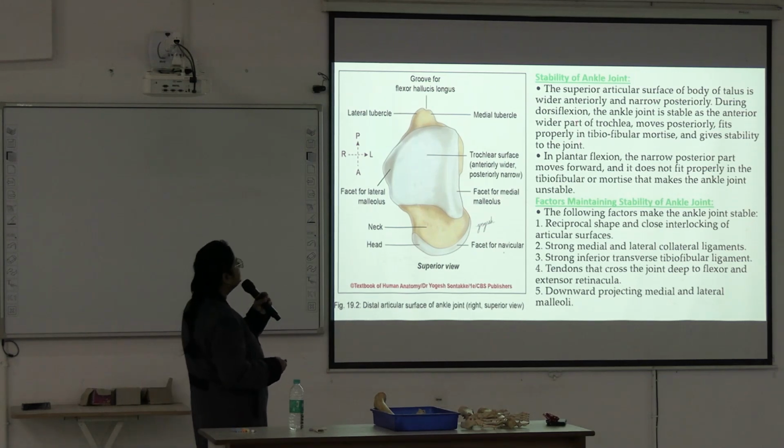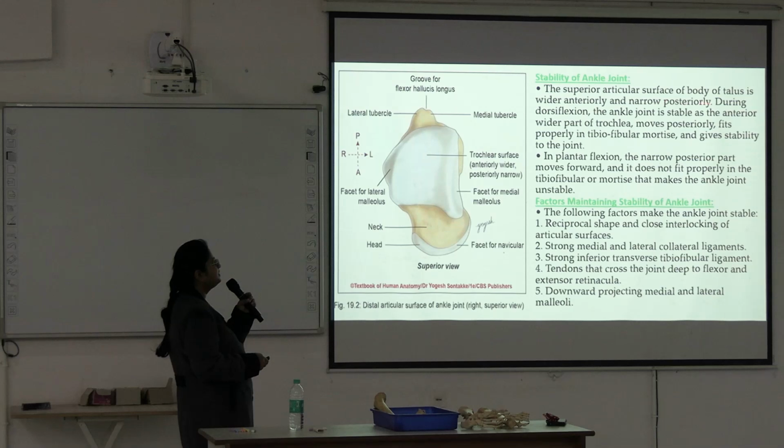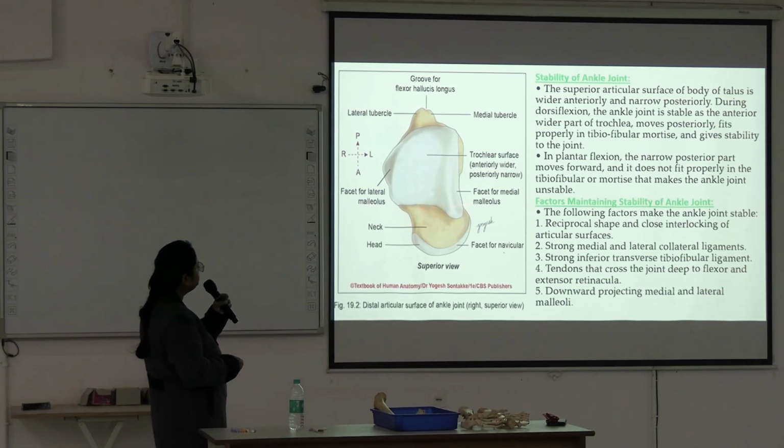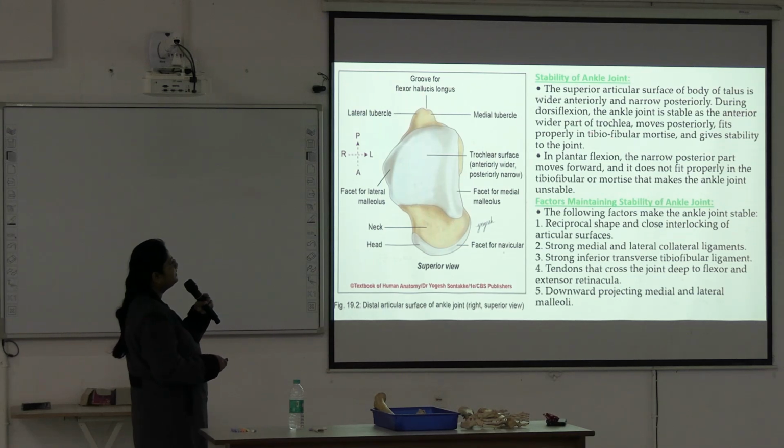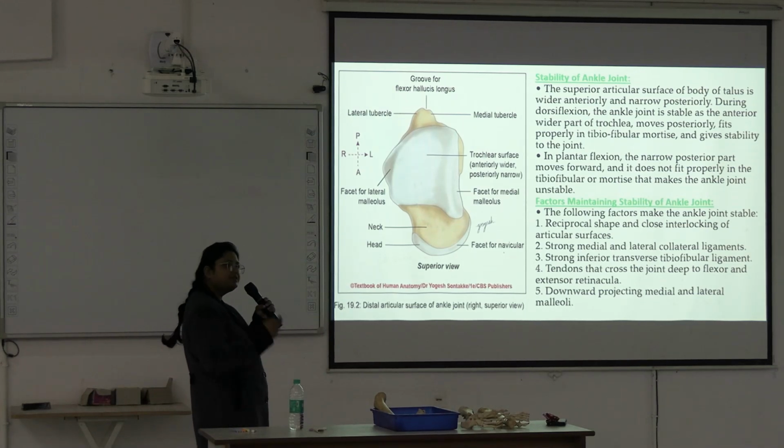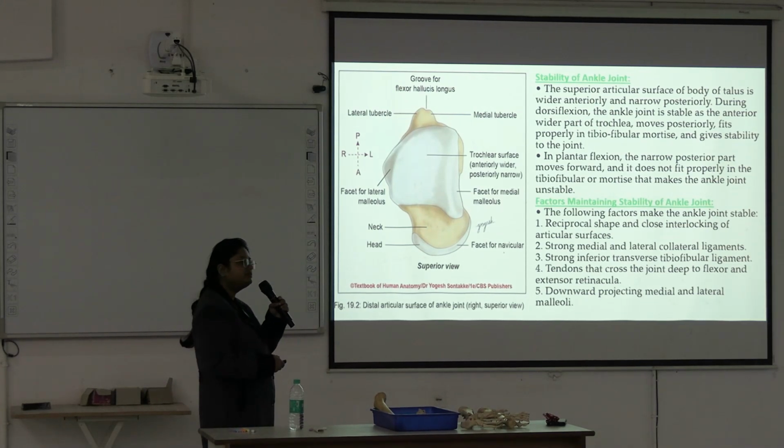What is the stability of the ankle joint? The superior articular surface of the body of talus is wider anteriorly, you can see here, wider anteriorly and narrow posteriorly, and during dorsiflexion the ankle joint is stable as the anterior wider part of the trochlea moves posteriorly and fits properly in the tibiofibular mortise and gives stability to the joint. Okay, stability is important for your movement because weight transmission is also occurring through this joint.